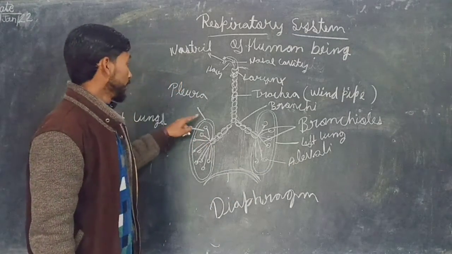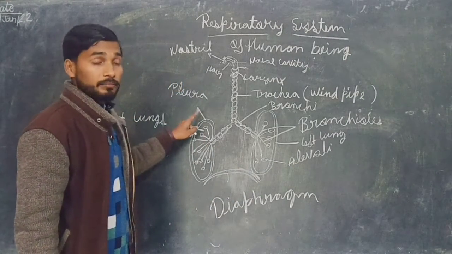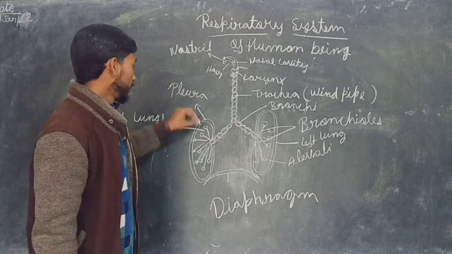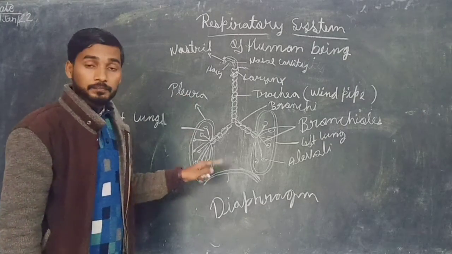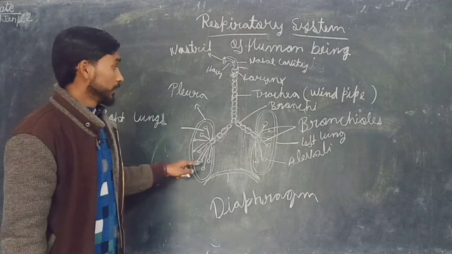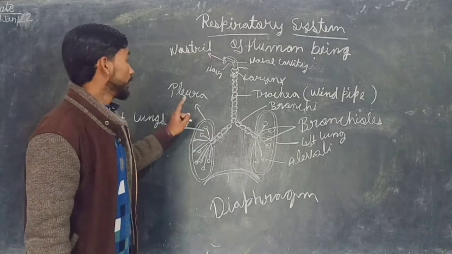These lungs are covered by a membrane. This membrane is called pleura. The outer covering of the lungs is called pleura. Okay.